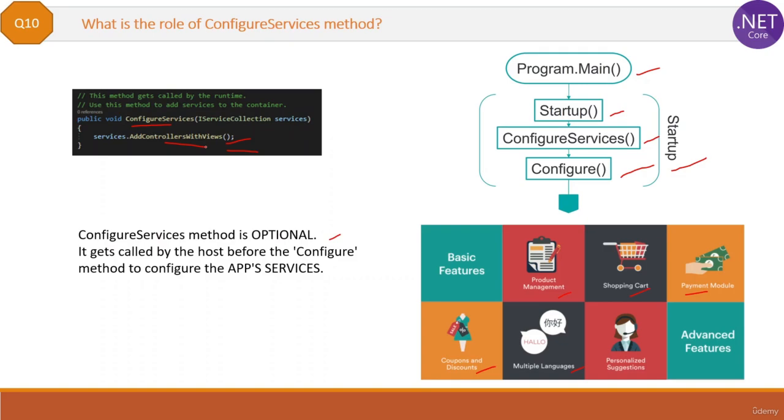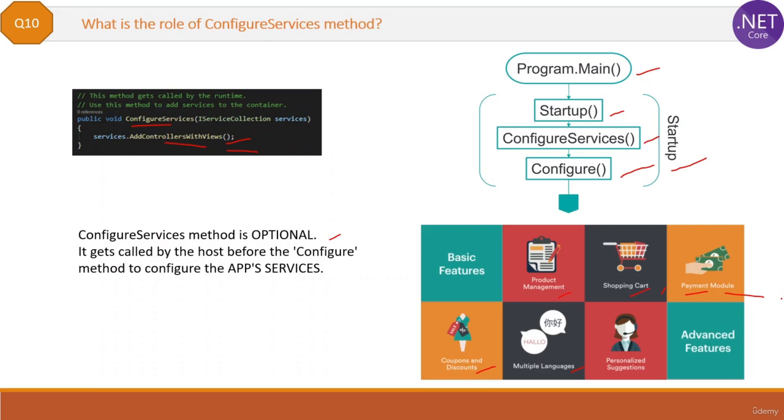But whenever a request comes, it will be either for payment or for adding an item into the cart. It will not be for both. So the request will use only one of these services and the rest of them will not be hit. So that's why all other methods, or you can say services, will be optional. And maybe all the services inside configure services can be optional. So that's why the configure services method is optional.